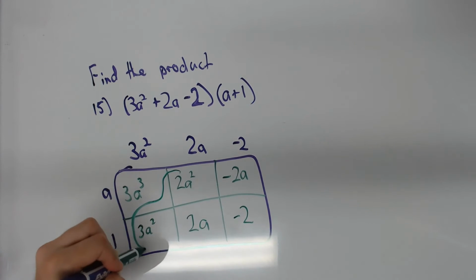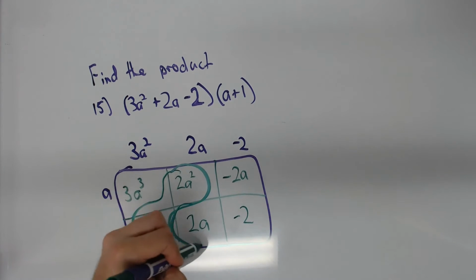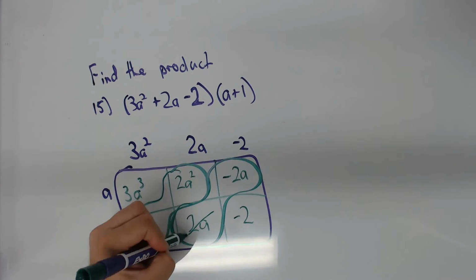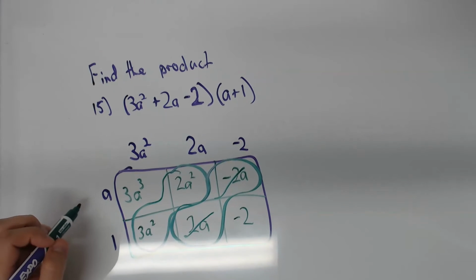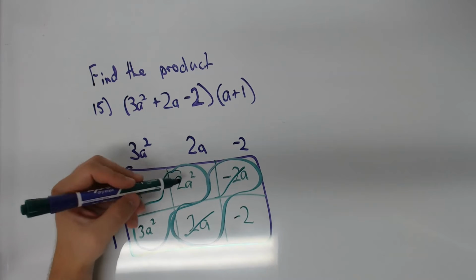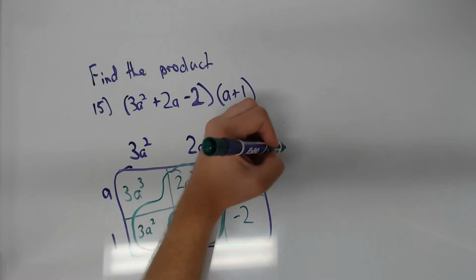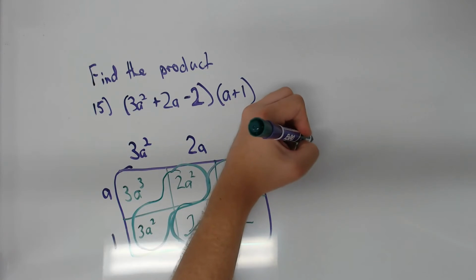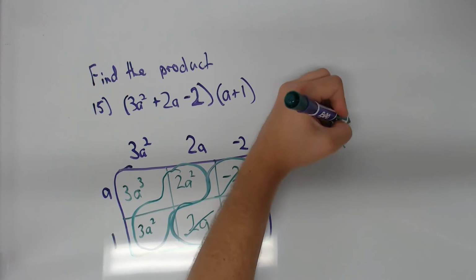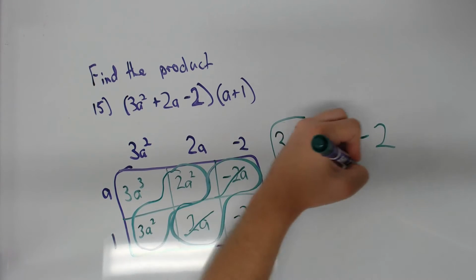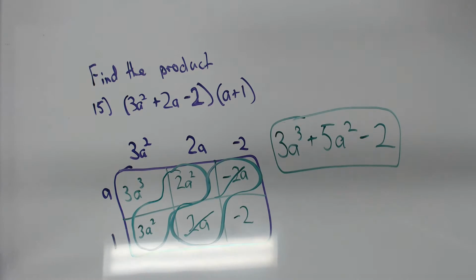So I'll circle like terms again. It looks like 2a and negative 2a are going to be able to cancel out. Those would make 0. But then I have 5a squared here. So I'm going to have 3a cubed plus 5a squared minus 2. Again, that a term got canceled out, so it doesn't even need to show up. We could write plus 0a, but it doesn't really do anything.